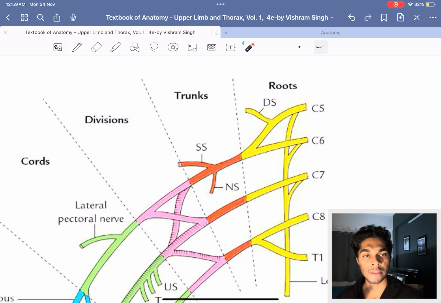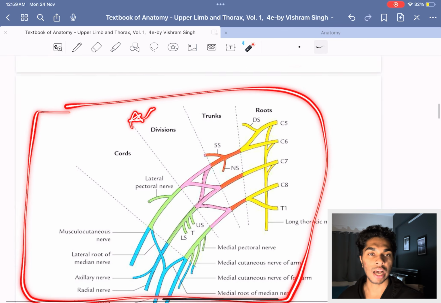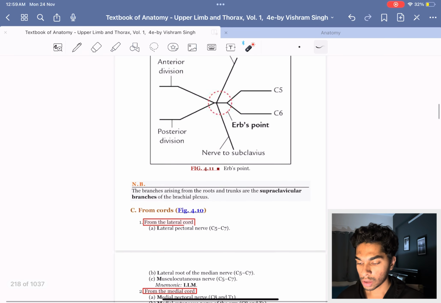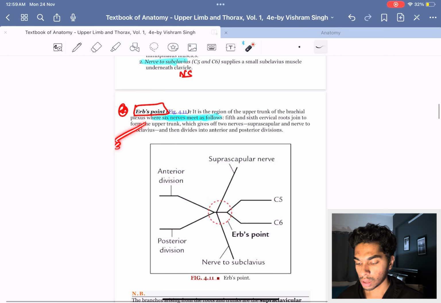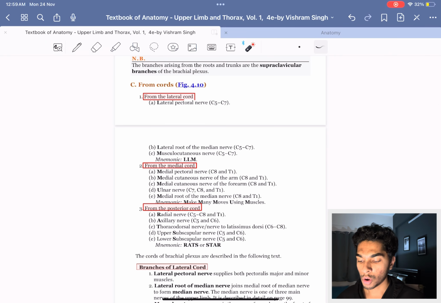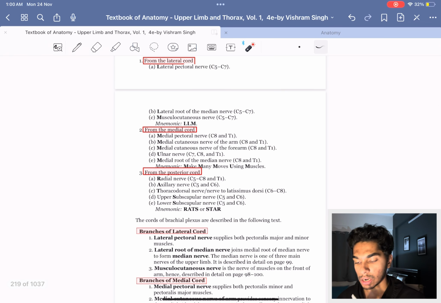Same diagram, nothing new. So that's why I'm again telling, practice the main diagram. That is this diagram. Very important. Practice it as many times as possible and explain that. You'll get your maximum marks. We're done with Erb's point, and then you have your branches, which is already explained in the diagram. No need of by hearting this. Absolutely, it's not required to by heart this. Learn the diagram and write those.